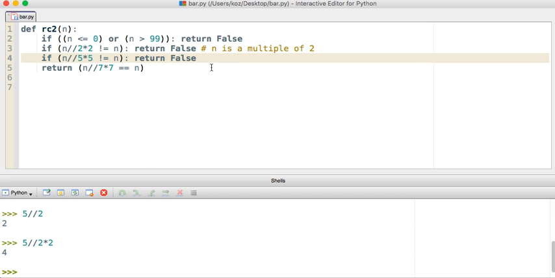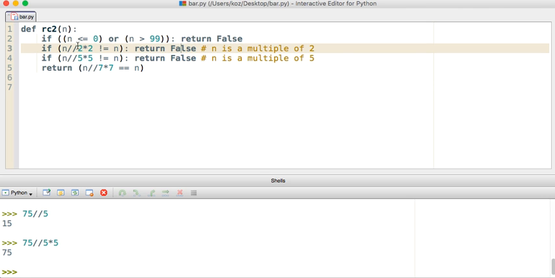Well, now we do the same thing with 5. This is going to return false unless n is a multiple of 5. Let's actually test that again. What's 74? When we divide by 5, we get 14. When we multiply that back by 5, we don't get 74. We get 70 because 74 over 5, in fact, was 14.8, and we truncated that 0.8. But when we do 75 divided by 5, we get 15, multiply back, sure enough, 75. So indeed, this is testing if you're a multiple of 5. This is testing if you're a multiple of 2.